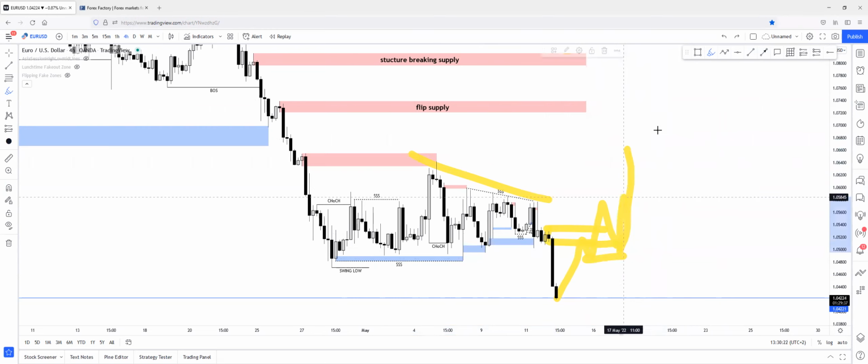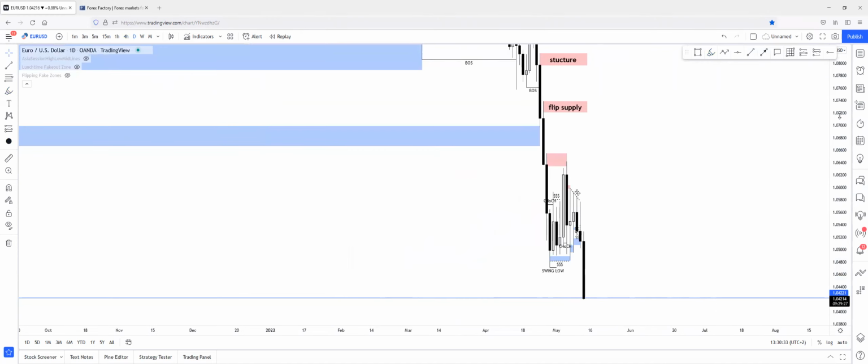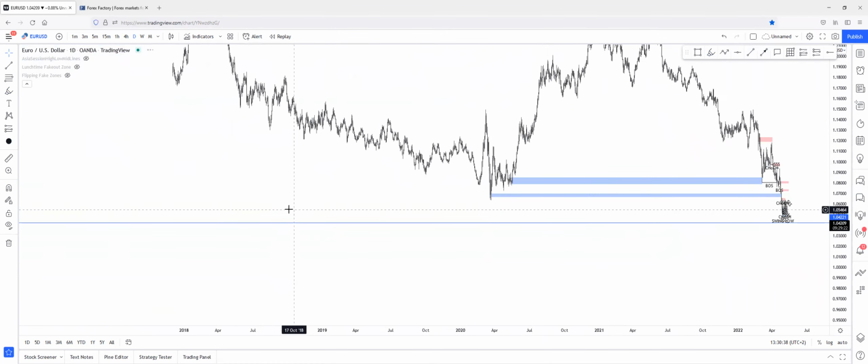And after this, I believe price will create another breakout structure to the downside. But for another breakout structure, for another continuation, to break the actual weekly low point where we are right now, let me just show you that weekly low point. So as you can see, price is at this blue line right now.